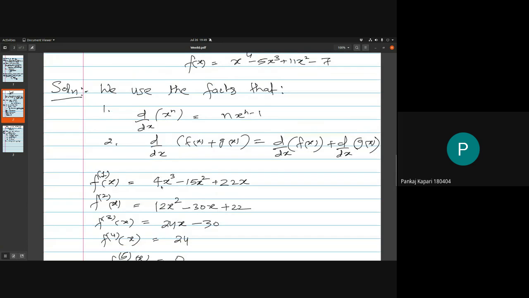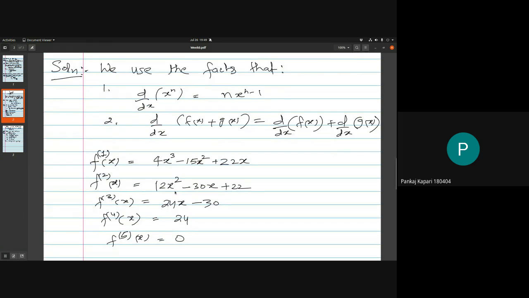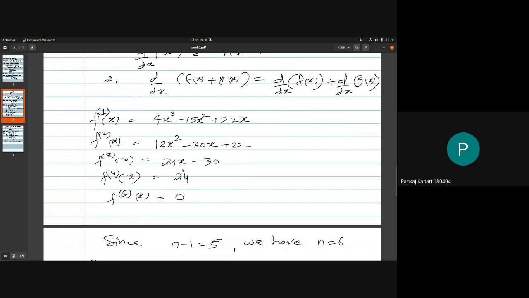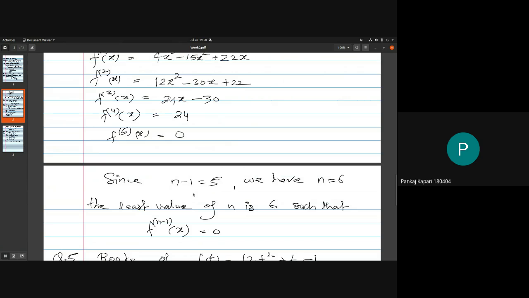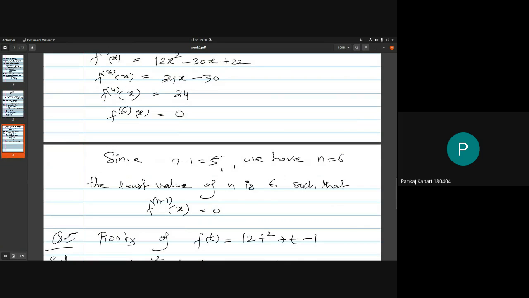The first derivative is 4 times x cube minus 15x square plus 22x. The second derivative of f is 12 times x square minus 30 times x plus 22. The third derivative of f is 24 times x minus 30. And the fourth derivative of f is 24. Because this fourth derivative is a constant function, the fifth derivative of f turns out to be 0. Therefore the minimum value of n which you are looking at, for which the (n minus 1)th derivative becomes 0, is 6, since n minus 1 has to be 5, and then n has to be 6.